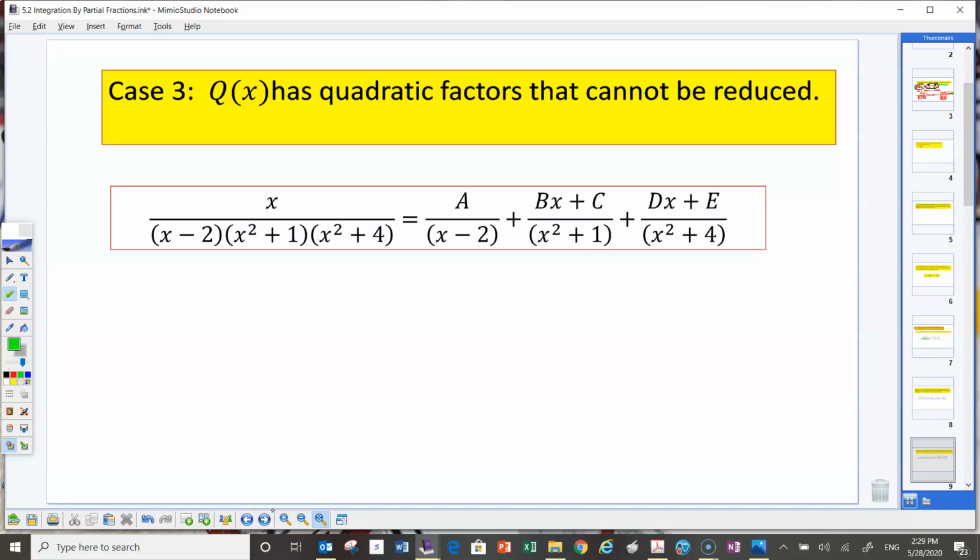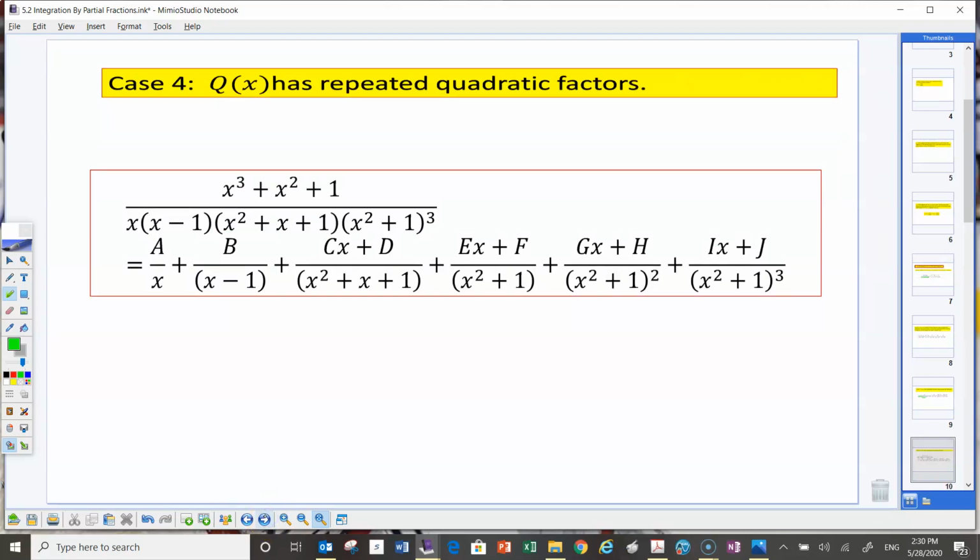If Q(x) has quadratic factors that cannot be reduced, then this one is linear, so for this one it's just A over x minus 2. But this is a quadratic in the bottom, so we have to put a linear on top. So it's going to be (Bx + C) over (x² + 1), and then (Dx + E) over (x² + 4). Now, we don't get into a lot of these cases, so once we get to the specific examples, we may reference a few of these, but don't get too panicked about all these different rules right now.